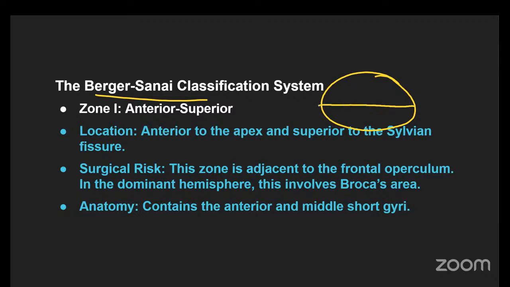We have these 4 zones. These are rough. They do not follow the gyri and sulci, which we discussed previously. They were the anatomical demarcations. This is more of a functional classification. So Berger-Sanai divide the insula into 4 zones. This is zone 1. And then this is zone 2. This is zone 3. This is zone 4.